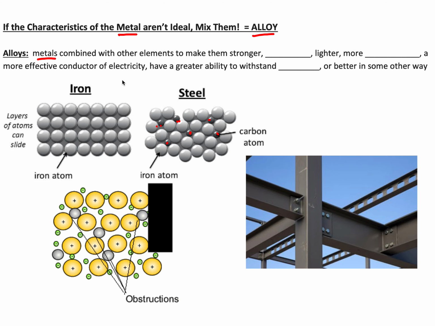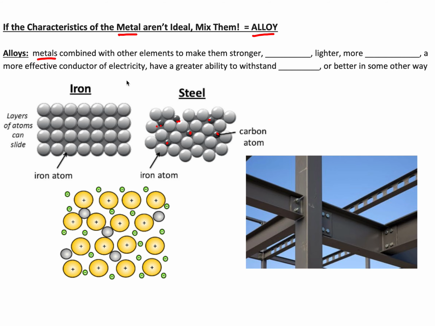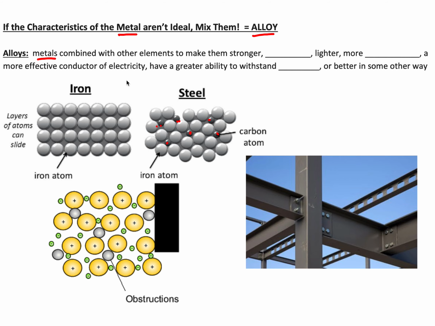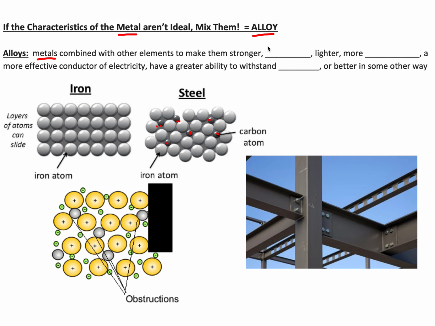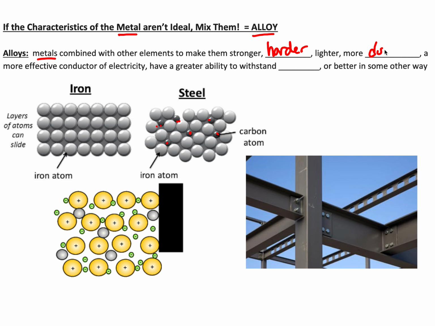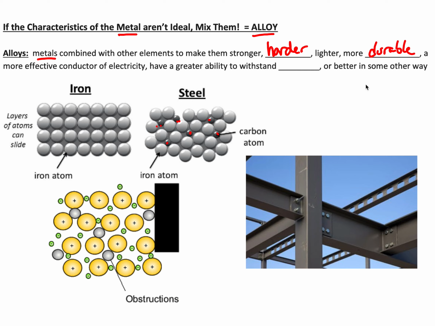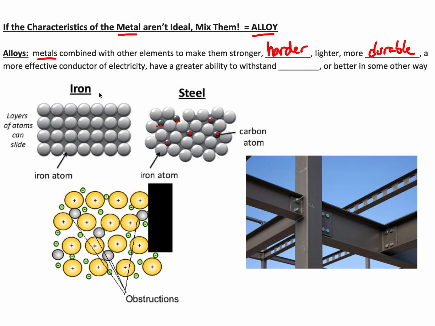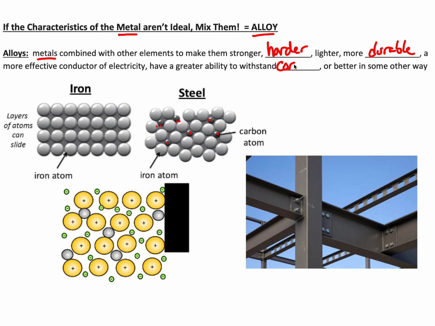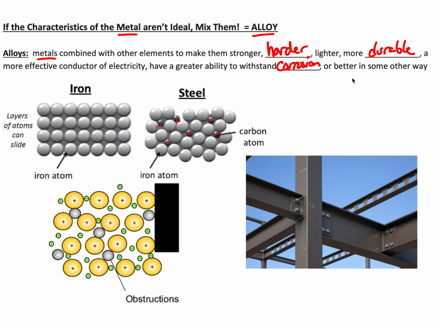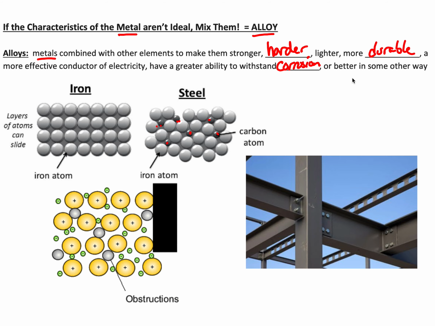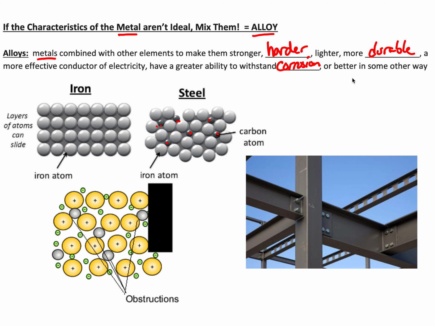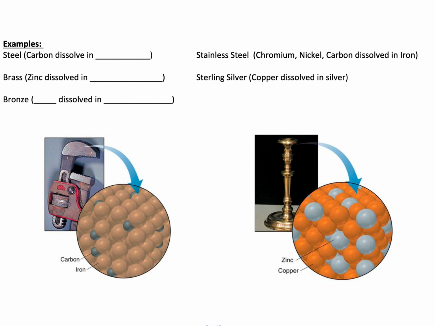So when we mix metals with other things, they're not really making a bond. They're not exchanging electrons, they're just kind of mixing together. And it makes the overall mixture stronger or maybe harder or lighter. It's not as heavy or it's more durable. It can withstand maybe weather or water or whatever. It can conduct electricity better. It might be able to withstand corrosion or be better in some other way. Withstand stress more and so forth. So alloys are mixtures of metals.